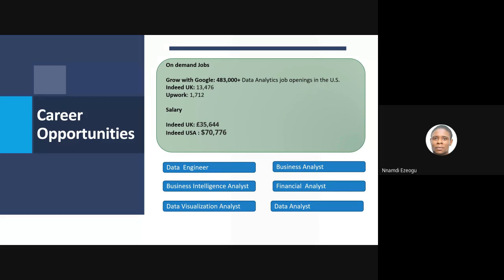All right. So some of the career opportunities there, you could see data engineer, business analyst, business intelligence analyst, financial analyst, data visualization analyst, data analyst.